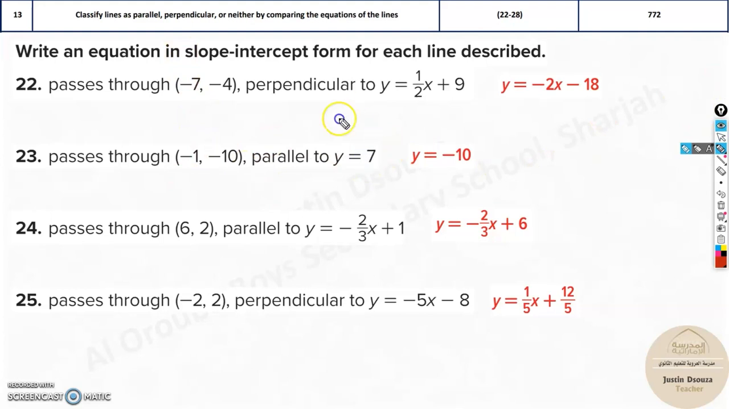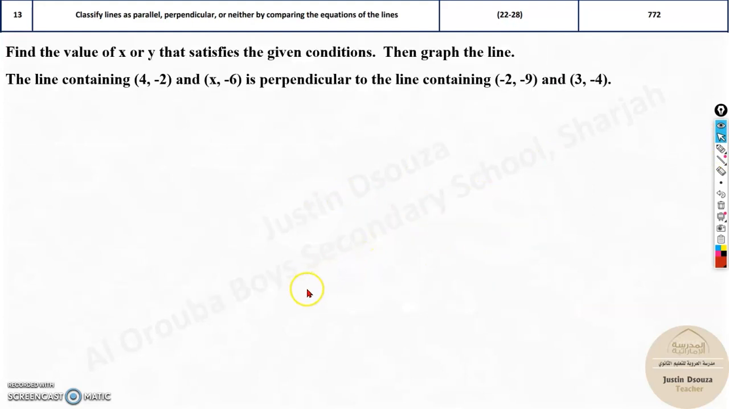Otherwise, you can do what we just now followed. m is 0 over here, 0x plus 7. That's it. And then you can use it. So this is the thing. Over here parallel, so the slope is the same. Please do solve it by yourself. And then we have another type of problem.